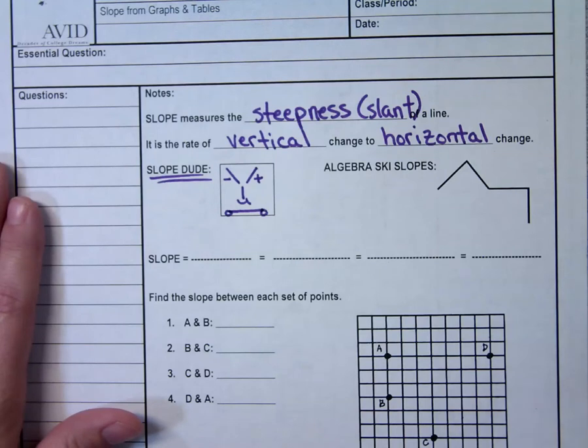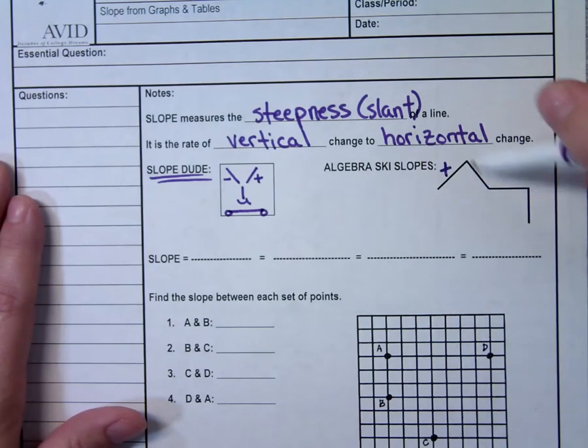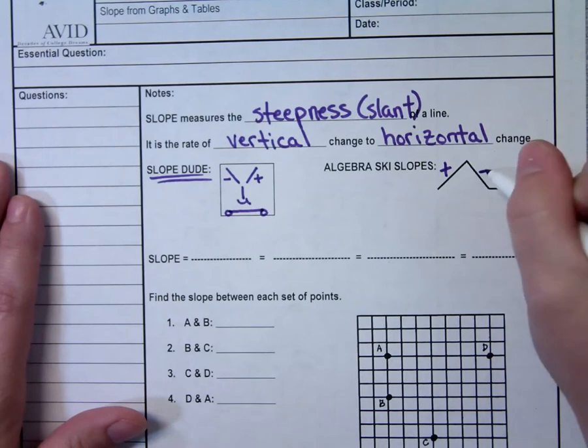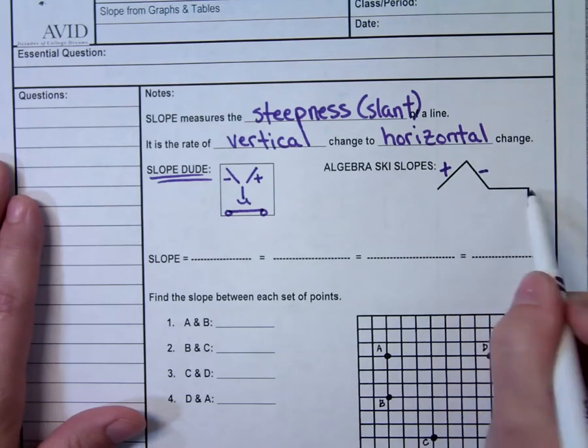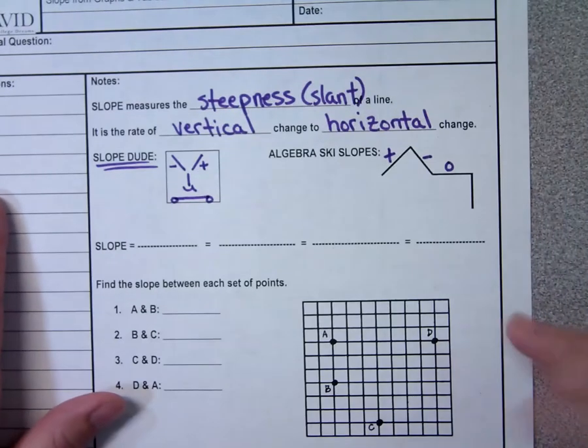Let's just look at our algebra ski slopes in practice. What kind of slope does this line right here have? Positive. How about this line? Negative. How about the horizontal line? 0. And how about our vertical line? Undefined.